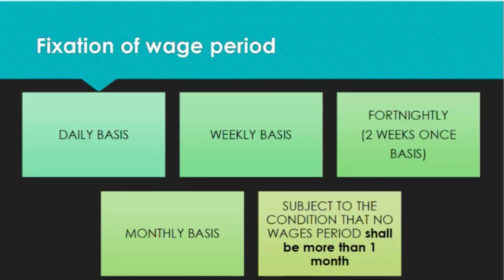It can be daily, weekly, fortnightly. Daily basis you can pay, weekly basis you can pay, fortnightly, 2 weeks once, or on a monthly basis, but not beyond 1 month. And the time limit by which you have to pay: daily wages, at the end of the day you have to pay the wages. Weekly wages, at the end of the week you have to pay. Fortnightly wages, 2 weeks once, within 2 days from the end of the fortnight. Monthly wages, 7 days from the end of the month, within that you have to pay the wages.